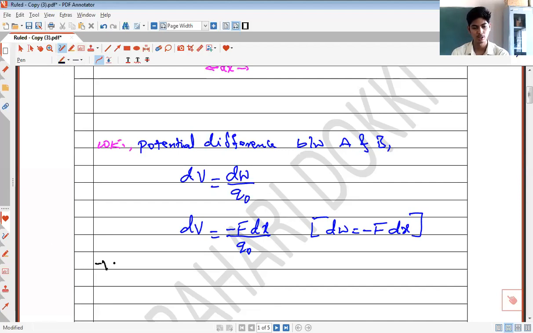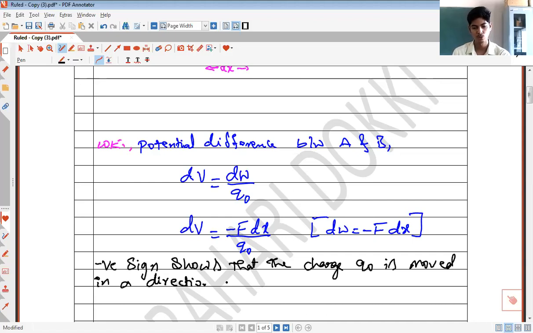The negative sign shows that the charge Q naught is moved in a direction opposite to the direction of the electric field. We have moved the charge in a direction opposite to the direction of electric field. That's the significance of the negative sign.